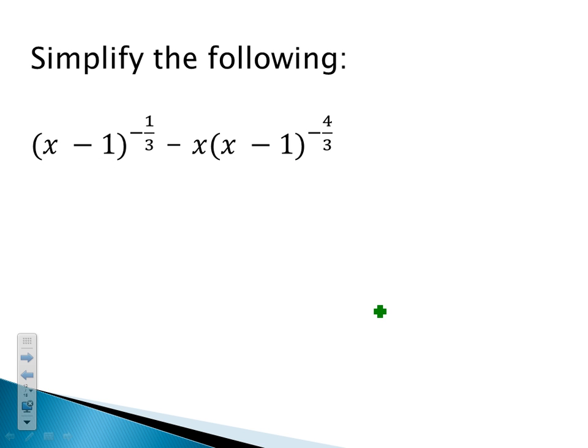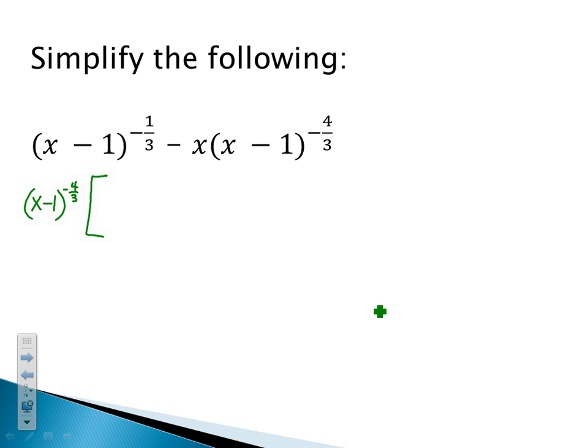I'm going to do sort of a factor by grouping type concept with that. And they suggest that we pull that out using the one, or factoring out the amount of the least exponent. Well, since negative 4/3 is smaller than negative 1/3, we're going to factor out, okay, try to follow with me here, x minus 1 to the negative 4/3 power. Now, remember, when you're factoring something out, you are dividing. And when we divide these terms together, we end up subtracting exponents.